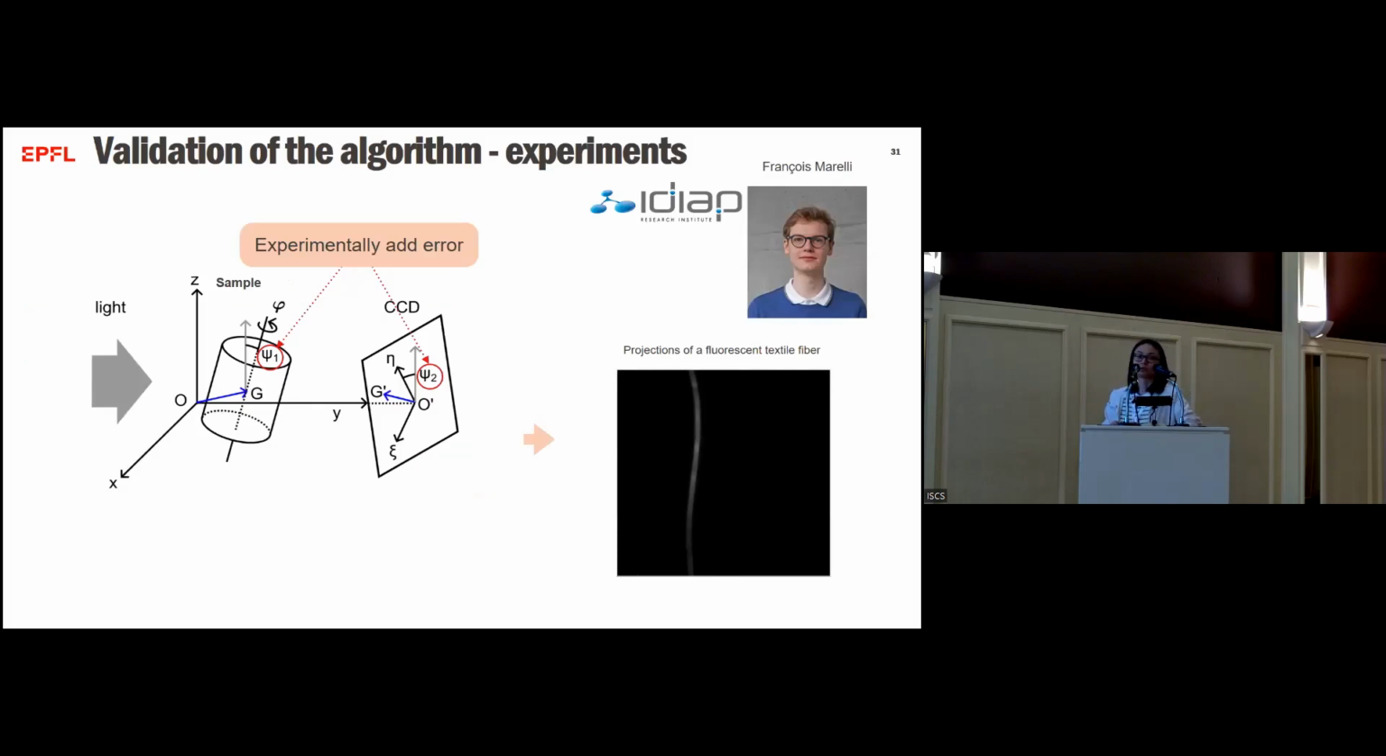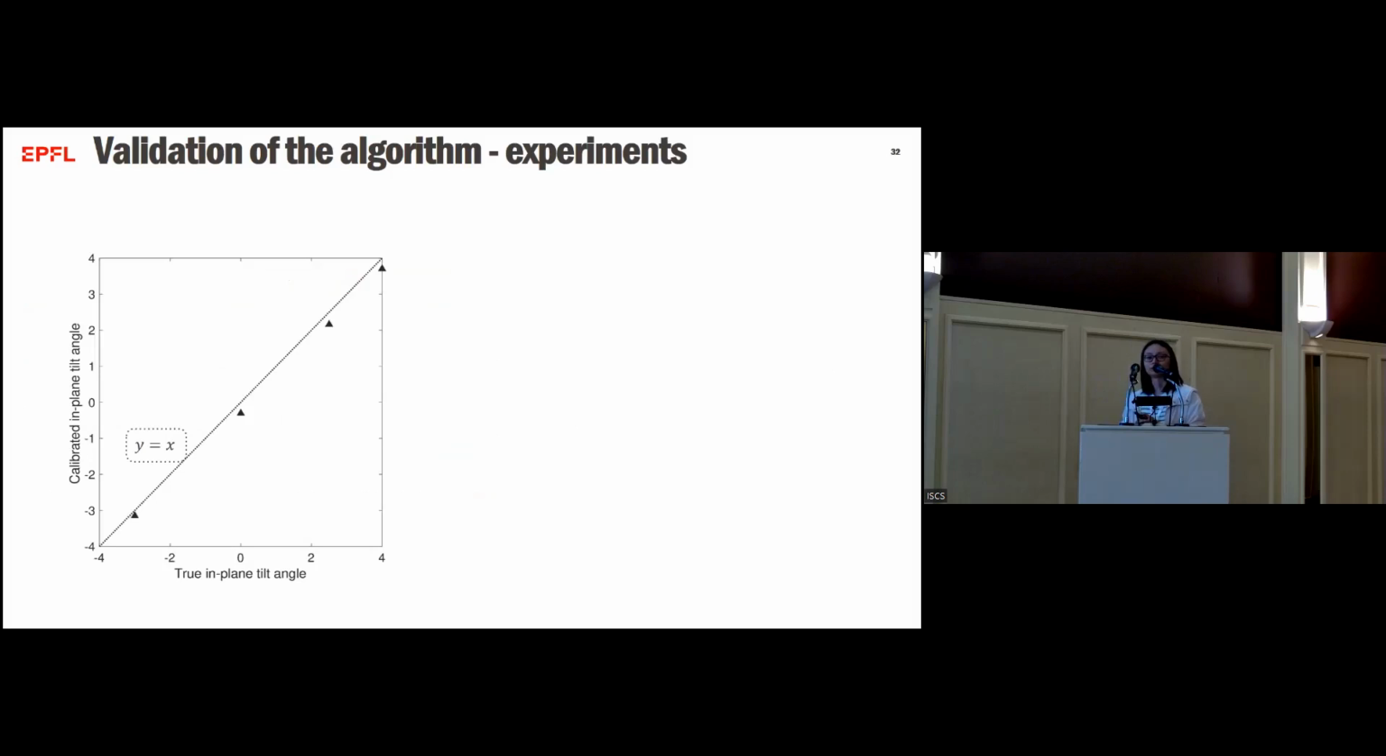We also validated our algorithm on experimental data sets of fluorescent fibers. What we did is we want to calibrate the 3D tilt. So we experimentally added error by tilting the rotation stage to different directions, psi 1 and psi 2. Then we acquire these projections. We tried our calibration on 4 different cases of in-plane tilt angles. And in all the cases, we start from a zero guess, so we don't have any information about the tilt angle. And then it turns out calibration managed to find a value that is very close to the true angles.